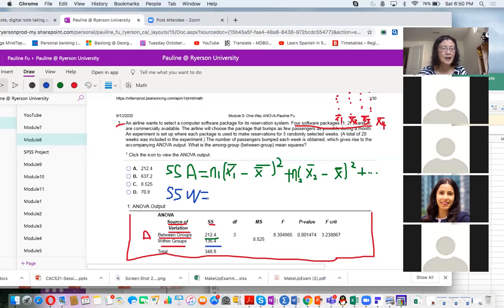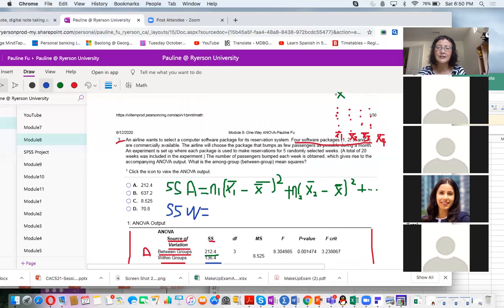Okay, sum of square within groups. And how do you get within groups? Okay, so you go to group 1. See, you have data here, group 1. The first number in group 1 minus group 1 average, square it.